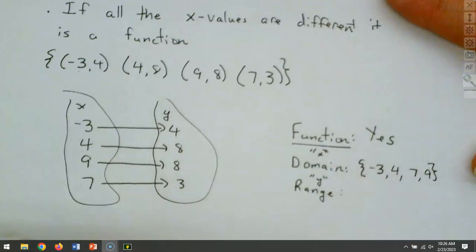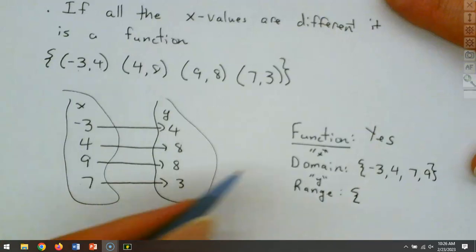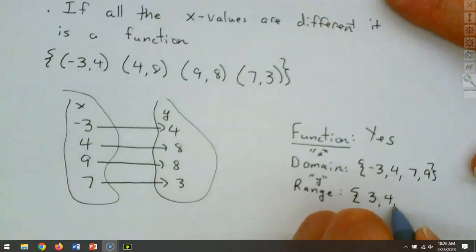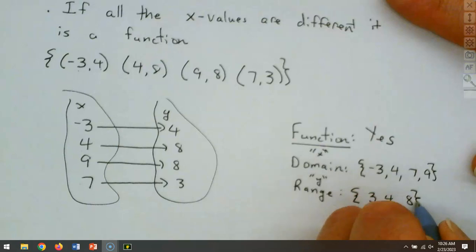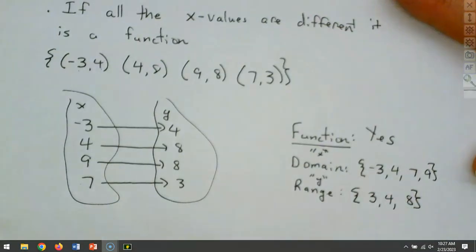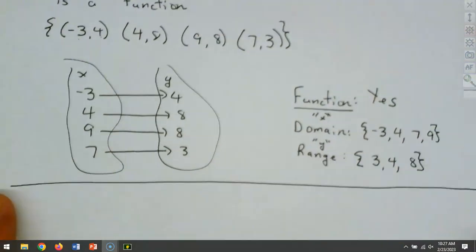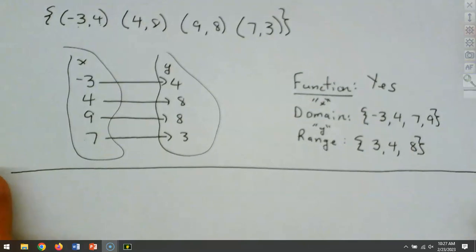And what about the range, the values of y? Well, the values of y are going to be starting here, smallest value 3, 4, and then we only write the y of 8 one time. So we only write that 8 one time. So that is your range. So pretty simple in this section. It's not complicated at all.